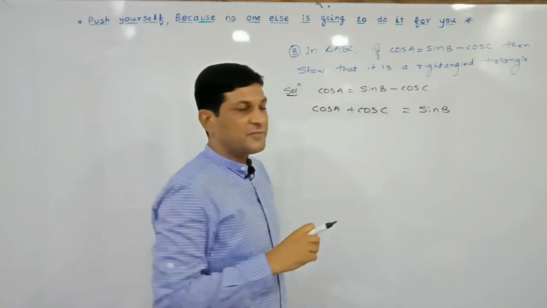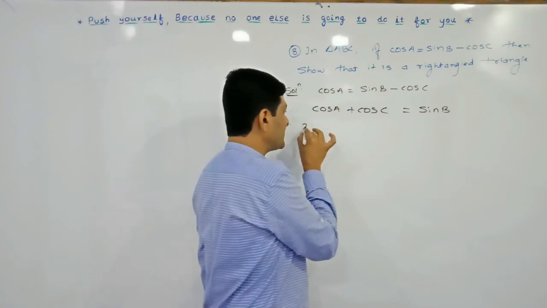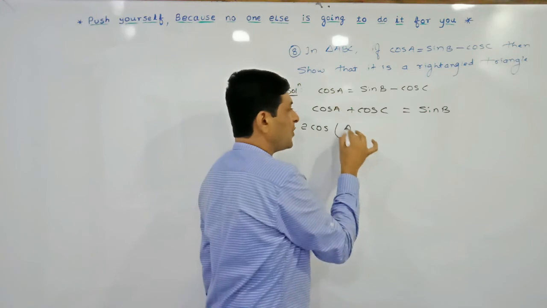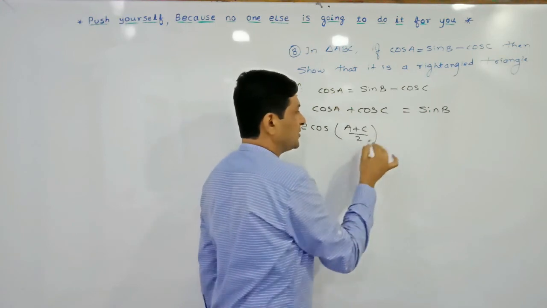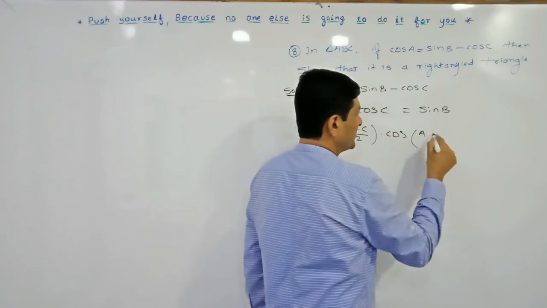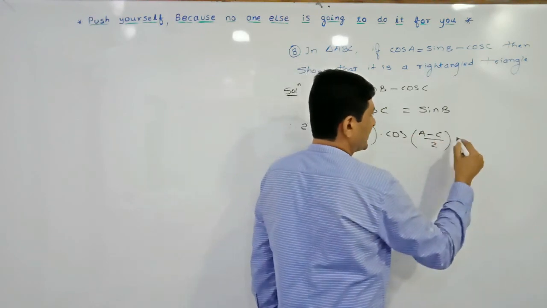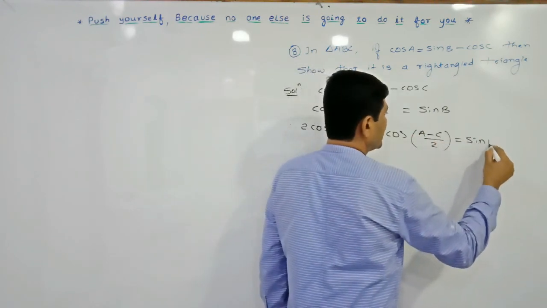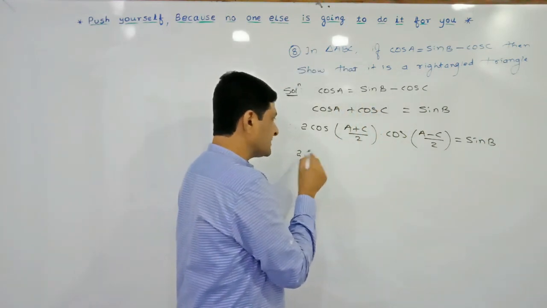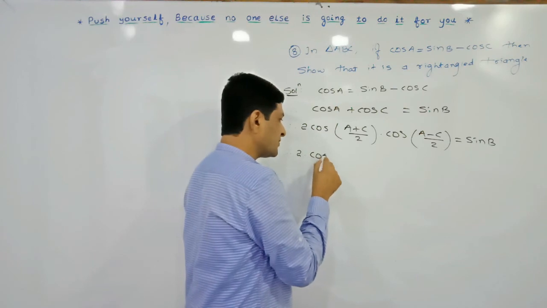So we are applying the factorization formula. According to the factorization formula, its value is equal to cos((A+C)/2) into cos((A-C)/2). Just simply we have applied the factorization formula on the right hand side. Sin B, keep it as it is. So therefore 2, keep it as it is. Again cos also as it is.